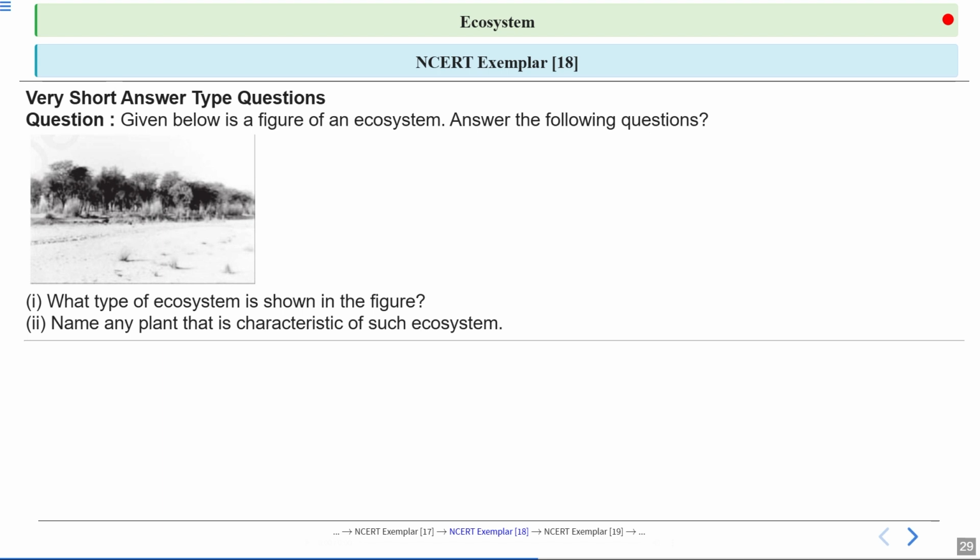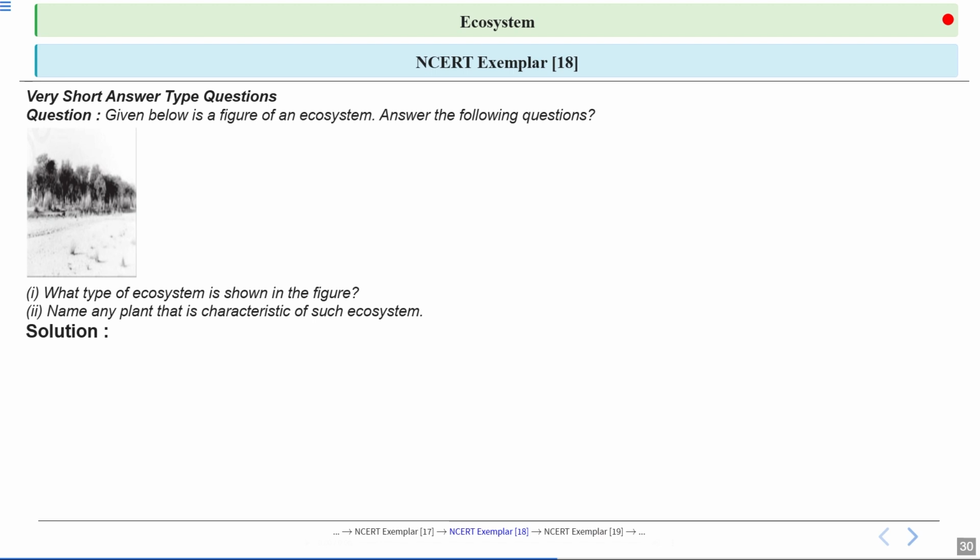Next one: given below is a figure of an ecosystem. Answer the following questions. First one: what type of ecosystem is shown in the figure? And name any plant that is characteristic of such ecosystems. Let's have a look at the answer.